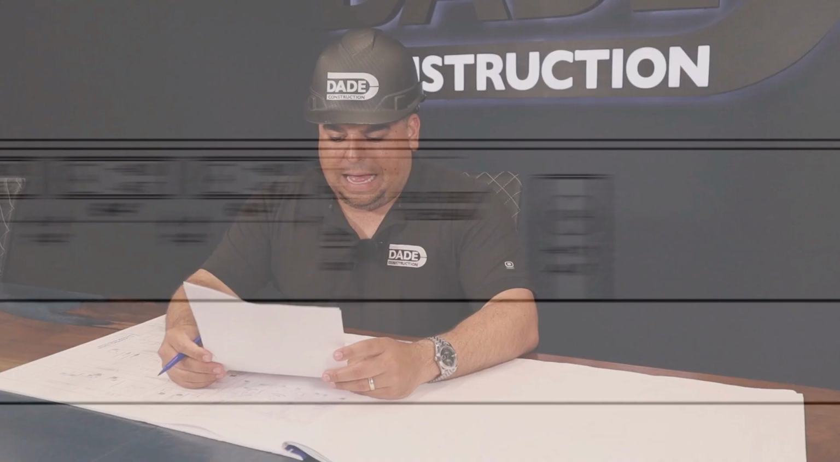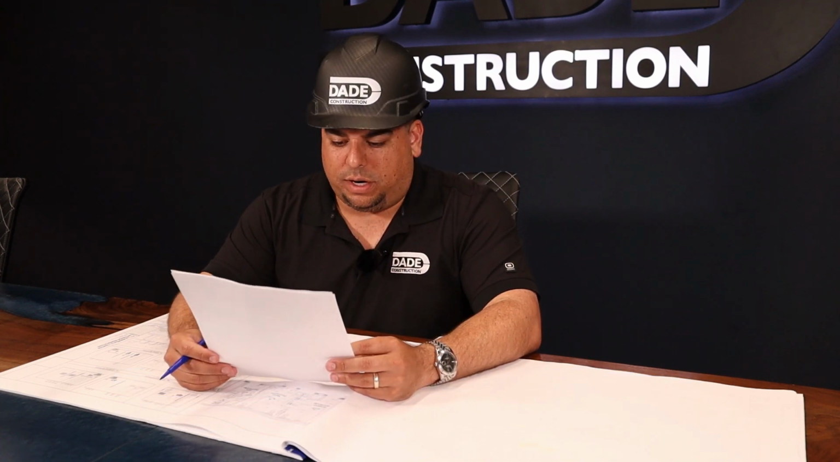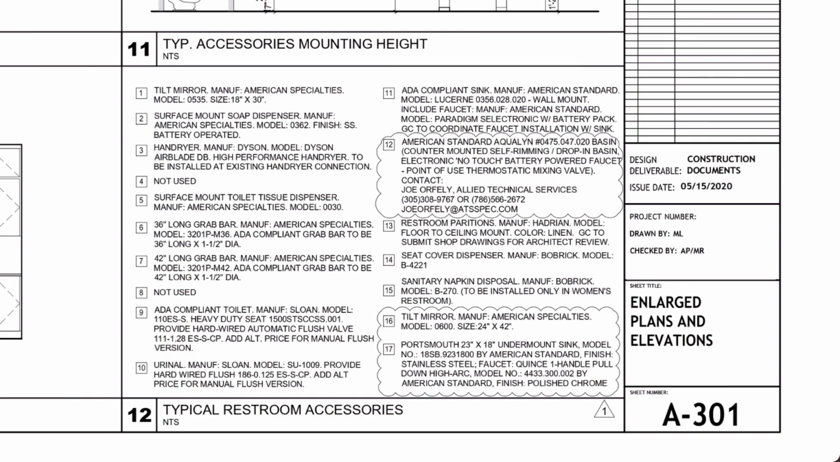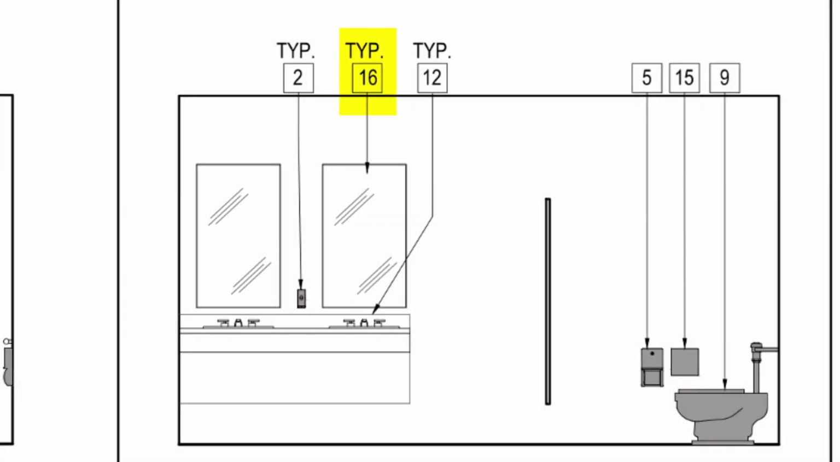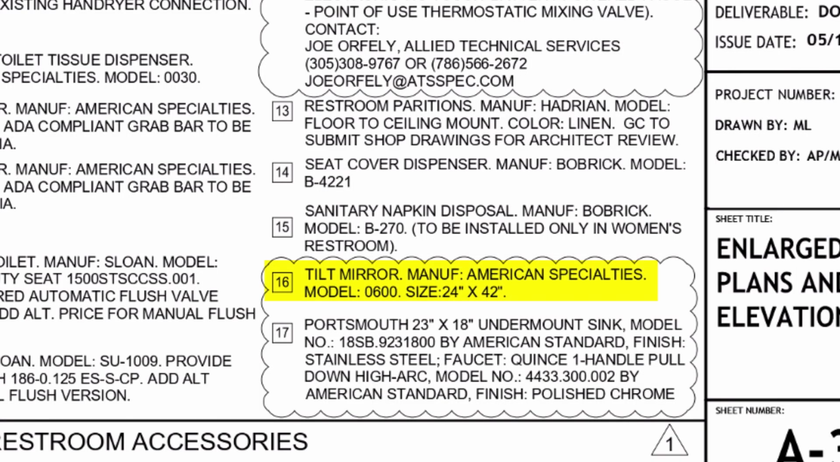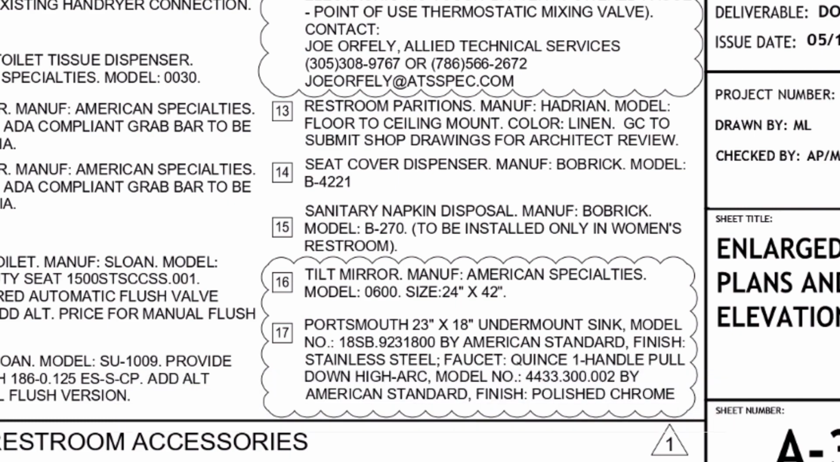The next question, how many type 16 mirrors are located in the women's restroom? Now we go to sheet A301, enlarged plans and elevations. And the first thing we're gonna do is identify the women's restroom. Here's the women's restroom right here. We go to this elevation, here's the women's restroom, and we look for number 16, type 16. What is a type 16? It's a tilt mirror, manufacturer American Specialties, model 0600, size 24 by 42. And it's asking me how many are there located in the women's restroom.